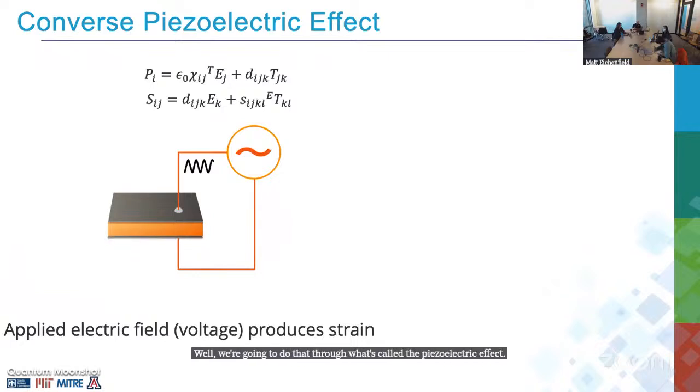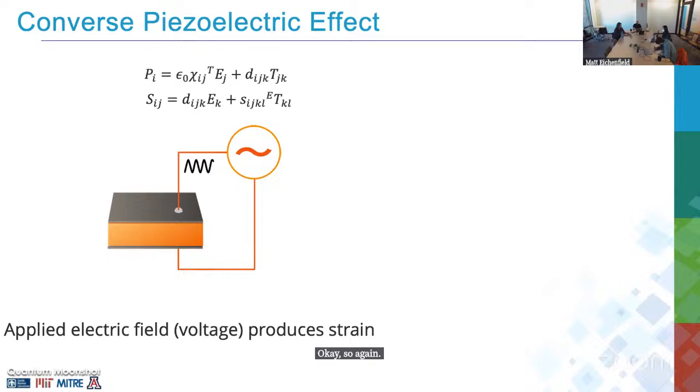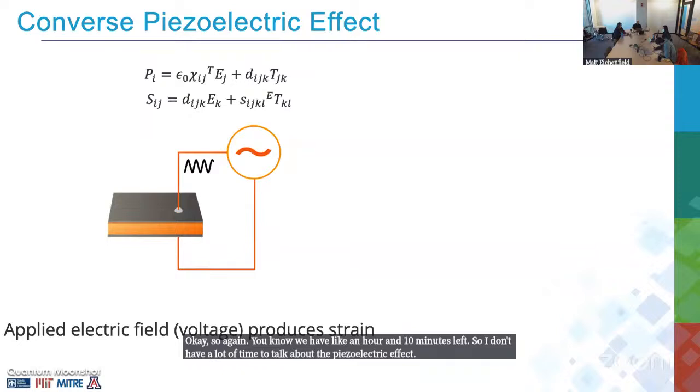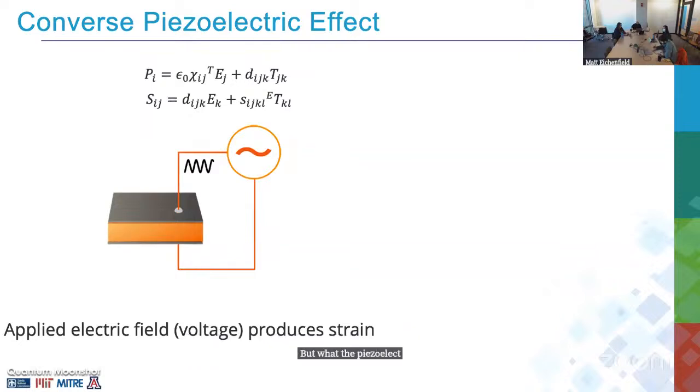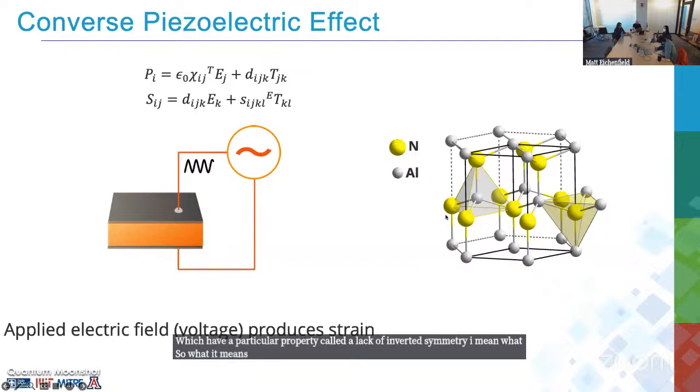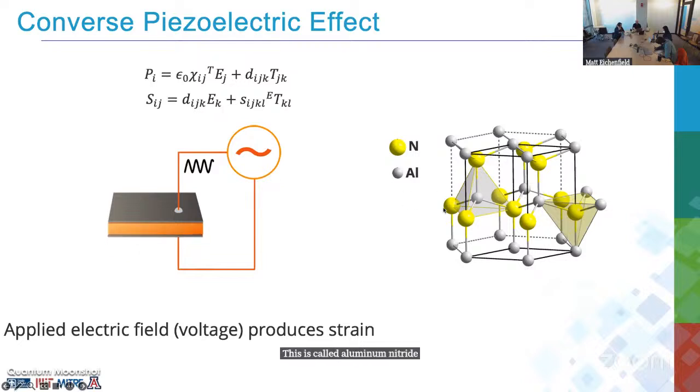We have an hour and 10 minutes left, so I don't have a lot of time to talk about the piezoelectric effect. But what it is, is an effect in certain materials which have a particular property called a lack of inversion symmetry. I'll show you the material we're going to use. This is called aluminum nitride. It's a lattice of aluminum and nitrogen atoms. It turns out that this is a piezoelectric material that can be deposited inside of one of these CMOS foundries, okay?